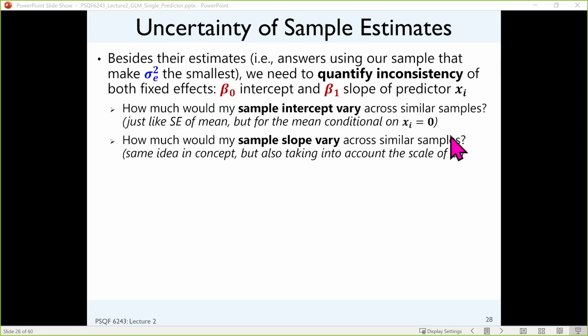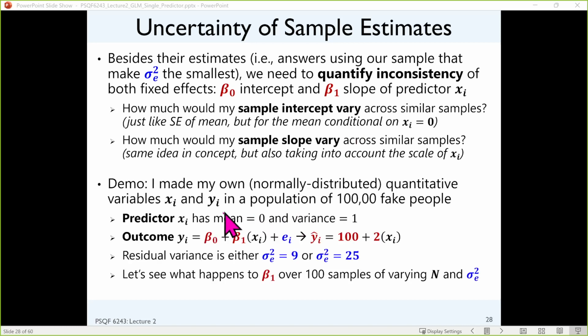So the same idea of inconsistency. How much are these results expected to vary across samples? And we can use that estimate of inconsistency to test hypotheses, to answer questions about whether or not these results are noteworthy or whether they are reflecting expected fluctuation. That's where I was going with that. So let me show you how this works.